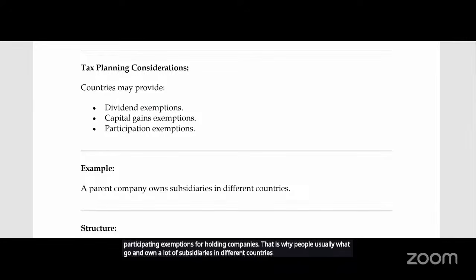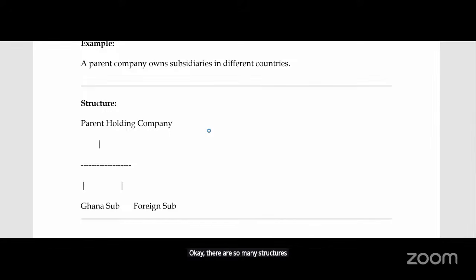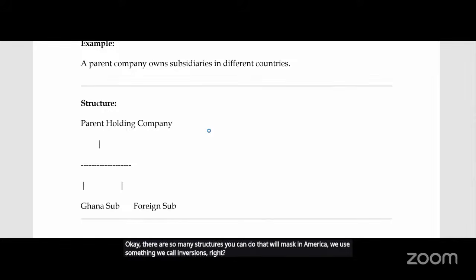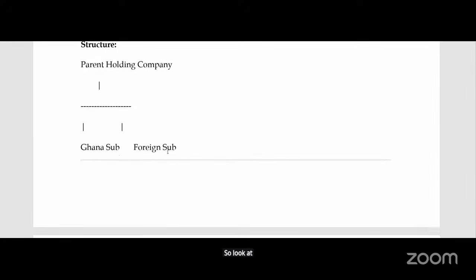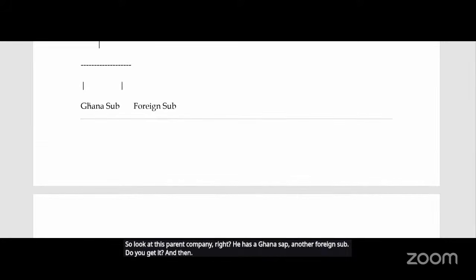So the way you structure your activity, there are so many structures you can use that will mask. In America, we use something we call inversions. In Ghana, there's nothing like that. So when you study some laws, you can apply something like that and it will mask the overall parent company. Look at this parent company, he has a Ghana sub and another foreign sub. Do you get it? And then maybe one of them will use a tax structure and another of them will use a private partnership structure. And there are so many rules.